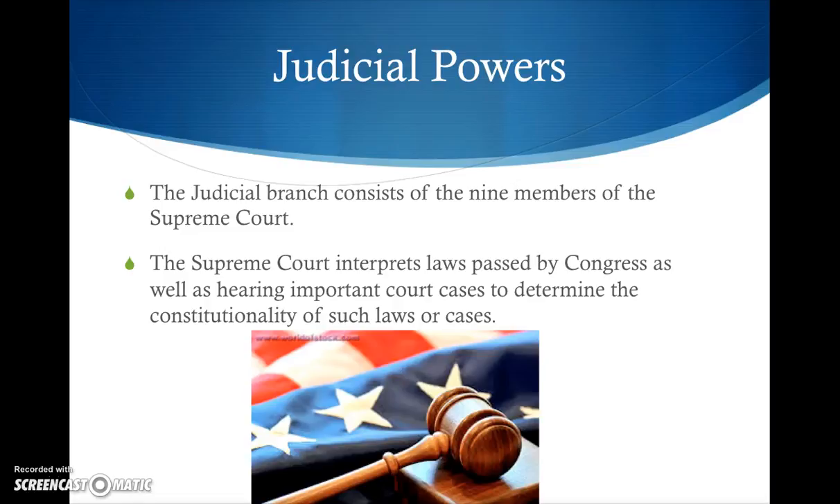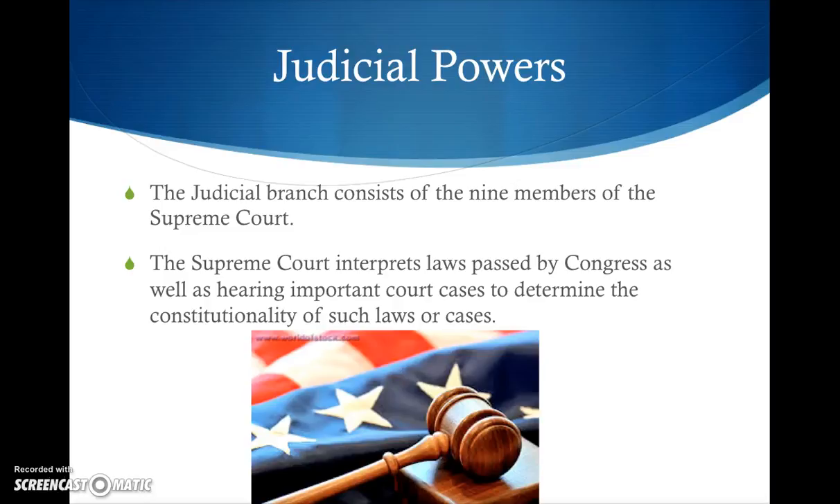And the judicial branch, finally, consists of basically the 9 members of the Supreme Court, which is the highest court in the land. And also states have Supreme Courts, but the judicial branch, Supreme Court, is the highest court in the land where all the major cases go to and laws are interpreted. So their powers are interpreting those laws passed by Congress.